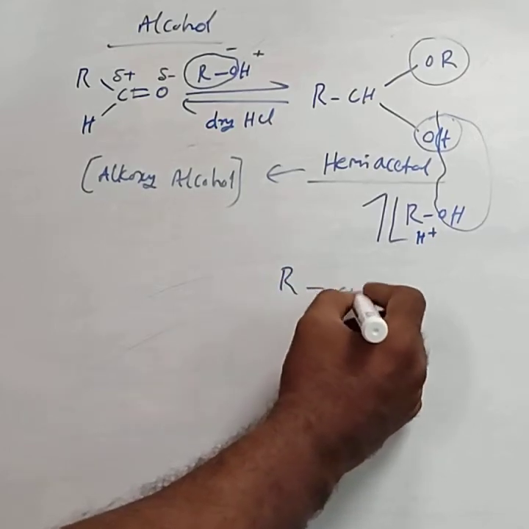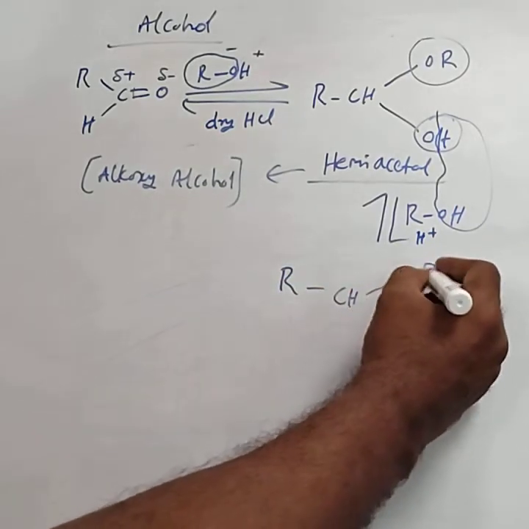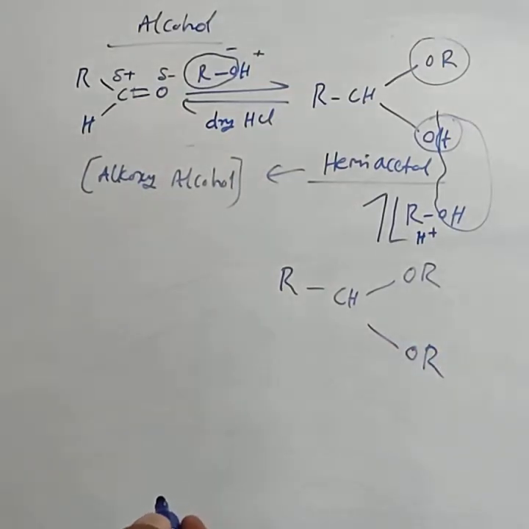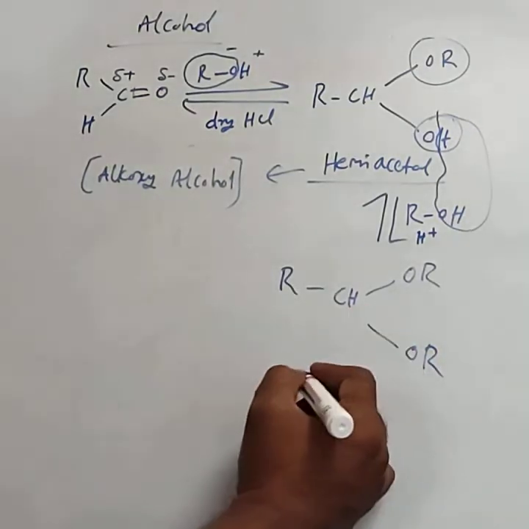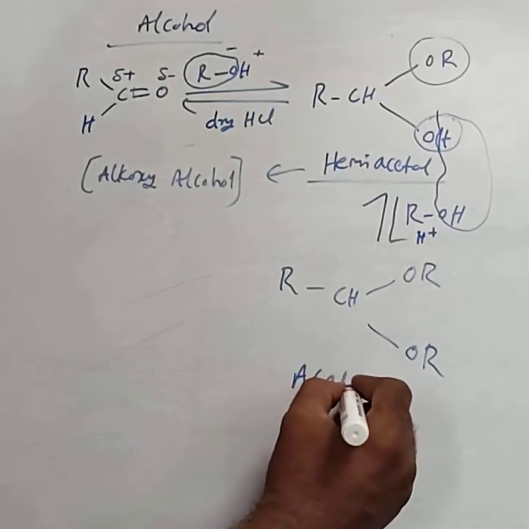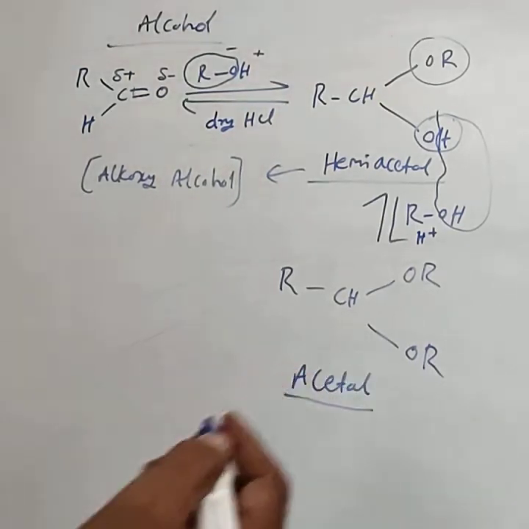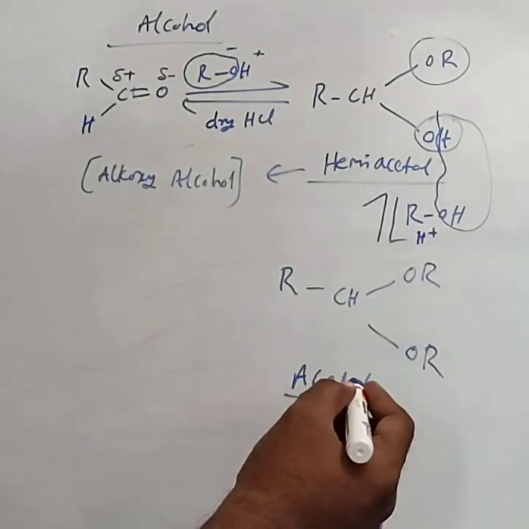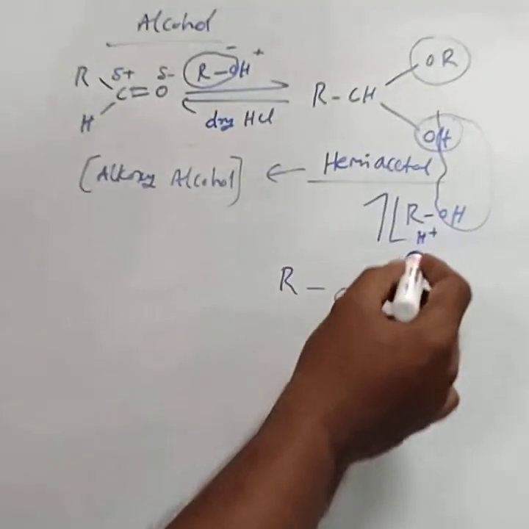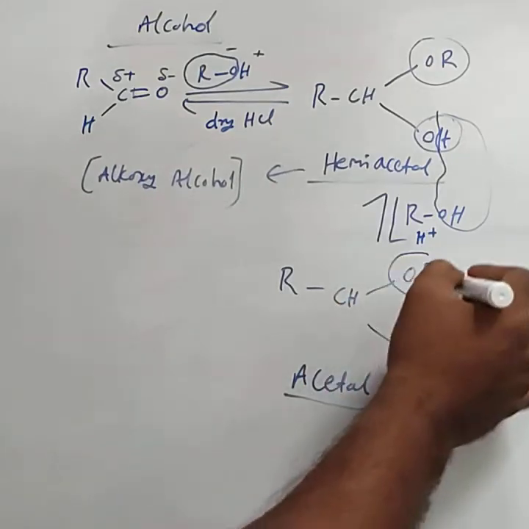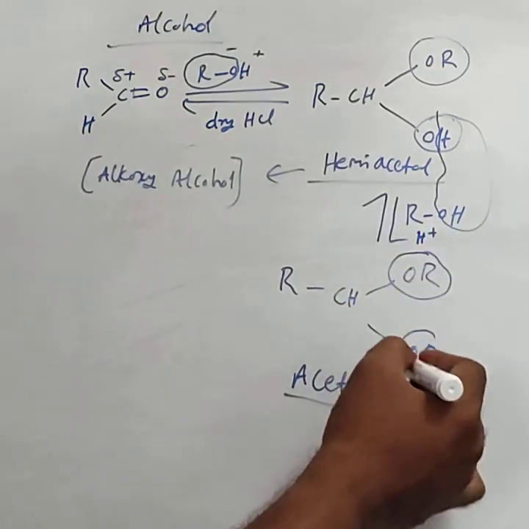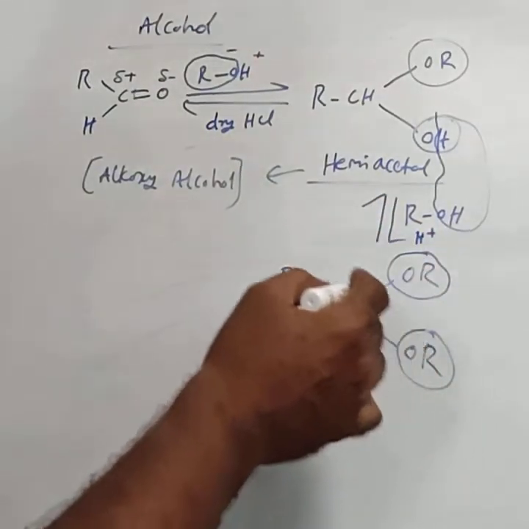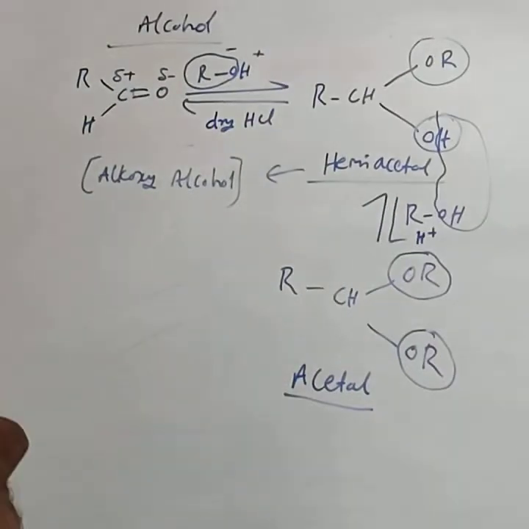This is the product, R, CH, OR. This also becomes an OR. This is commonly called an acetal. What are acetals? You observe this OR is called an alkoxy. This is also an alkoxy. Both alkoxy groups are bonded to the same carbon.